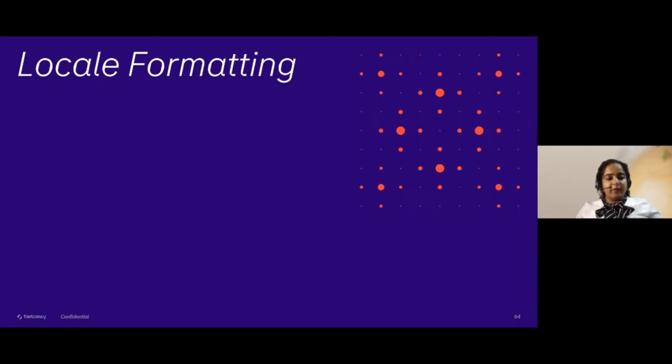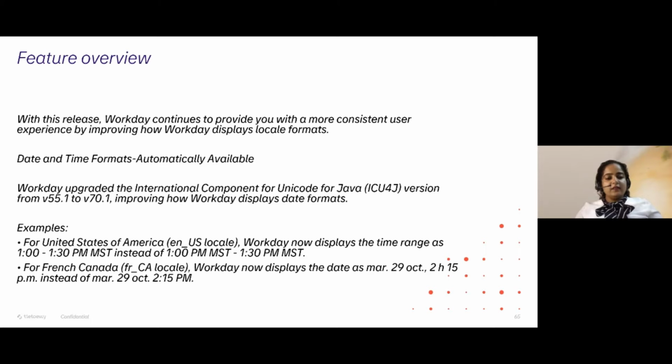Moving to local formatting. Now Workday is releasing continuously to provide you with a more consistent user experience by improving how Workday displays local formats. So these date and time formats are automatically available. And the example for this is that in US locale, Workday now displays a time range as 1 to 1:30 p.m. MST instead of 1 p.m. MST to 1:30 p.m. MST.